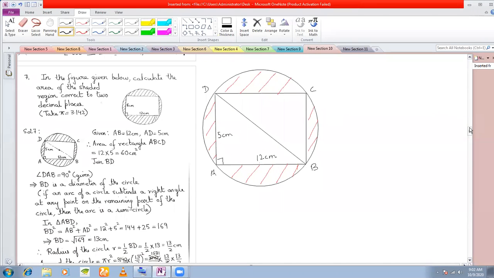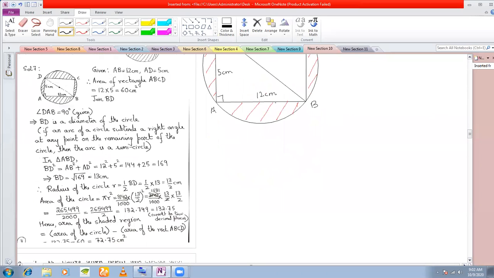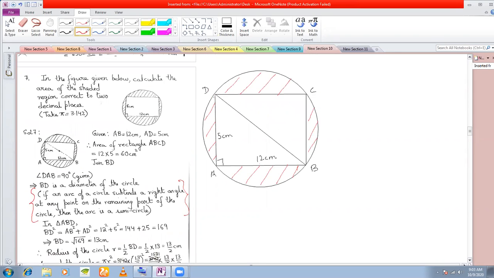And why should it be a diameter? I've given you the reason here. This theorem is not there in your syllabus for the time being. If you remember in class 8, we had done a theorem where I said that angle in a semicircle is a right angle. Now the converse of that theorem is that any angle on a circle, if it is a right angle, then it has to be subtended by the diameter.